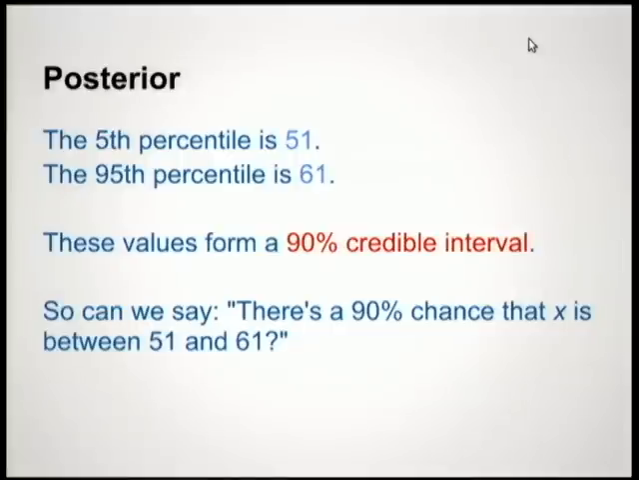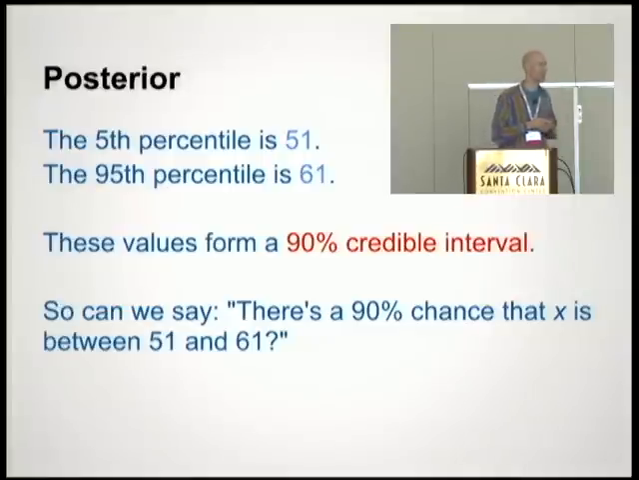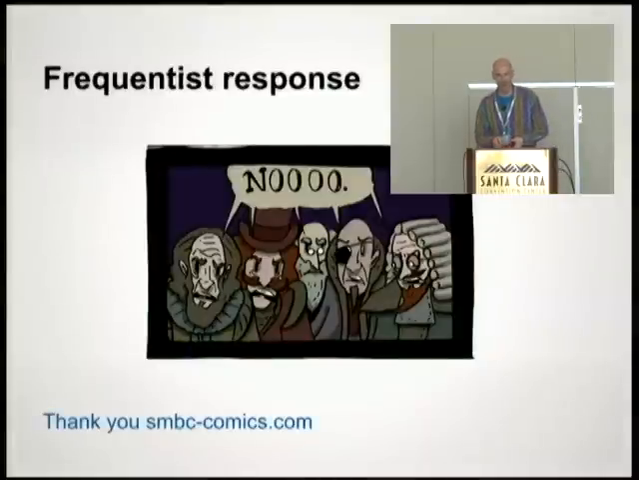Credible interval is the term that Bayesians use for a range that has 90% chance, or whatever percent chance, of containing the actual value. Now, this is one of the places where Bayesians and frequentists part ways. If I were to ask the question, is it the case that there is a 90% chance that x is between 51 and 61? If you ask frequentists that question, the answer is emphatically no. They would say that x is not a random variable. x is a physical characteristic of a coin. It is what it is. It doesn't make any sense to make probability statements about it.